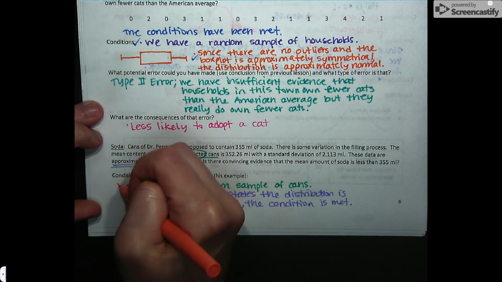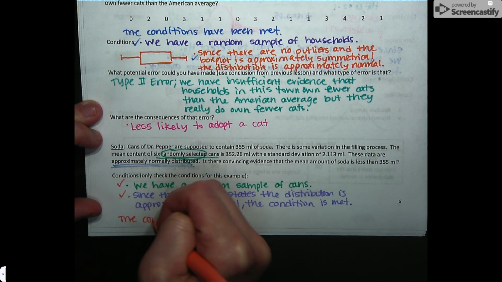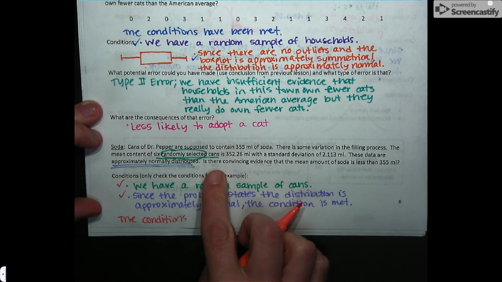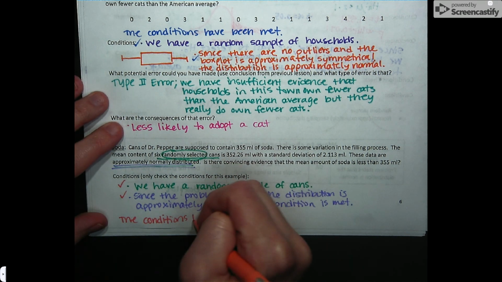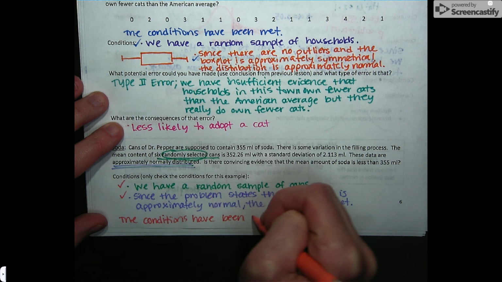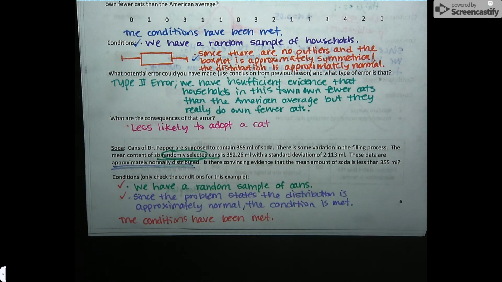So since we've met both conditions, the conditions have been met overall, which means if I did ask you to answer this question, is there convincing evidence that the mean amount of soda is less than 355 milliliters? You could, because now the conditions have been met. You can create a set of hypotheses, find your test statistic, your p-value, and make your conclusion. So today should have been a review lesson, if you ask me, only because we've checked these conditions before, not for these problems, but we did very, very similar work when we were checking conditions for our confidence intervals last unit when I was here.